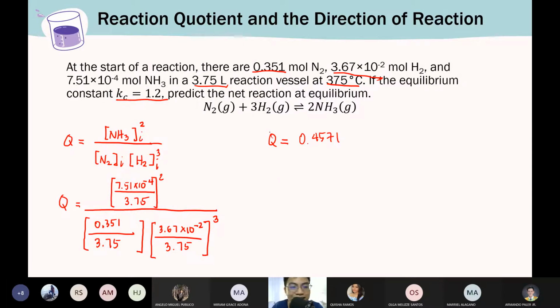Okay, so anyway, ayan na. So I solved for the Q already. Ayan, nakuha na. So it's 0.4571. Be careful with the exponents. And the KC is 1.2. Ngayon, let's tell where the reaction is going. Where are we going? Saan nga ba? To the left, to the right. Tignan natin.